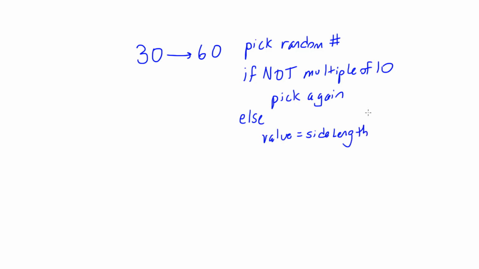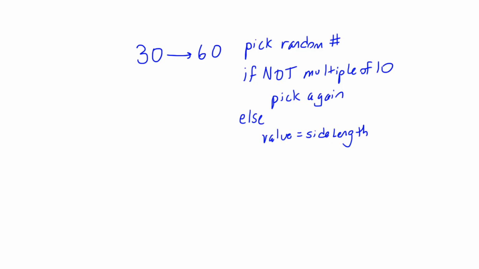Okay, now this is not efficient because the first time it picks, it might pick 32. So now it's got to pick again, 33 or 42 or 58. And until it picks either 30, 40, 50, or 60, it's going to be going on for a little while. It could take a while. I mean, as for a computer, this is actually pretty quick. But in terms of efficiency, it's really not efficient at all.